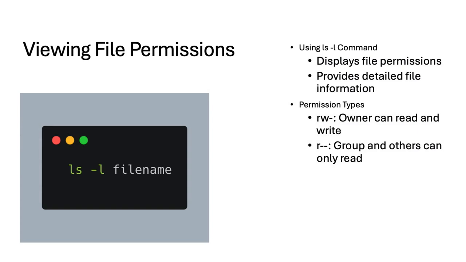To view file permissions, use the ls -l command. It shows the detailed file information. Permissions include rw- for owner read and write, and r-- for groups and others for read only.